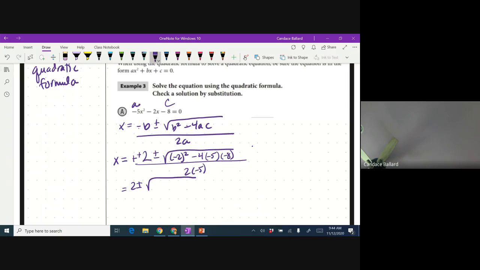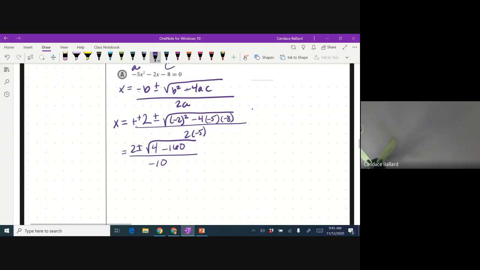Okay, so now we're going to do our simplifying stuff. Negative 2 squared would be 4. I have negative 4 times negative 5, which would be positive 20, times negative 8 would be negative 160. And then we've got 2 times negative 5 is negative 10. All right. 4 minus 160, I believe, is negative 156 over negative 10.